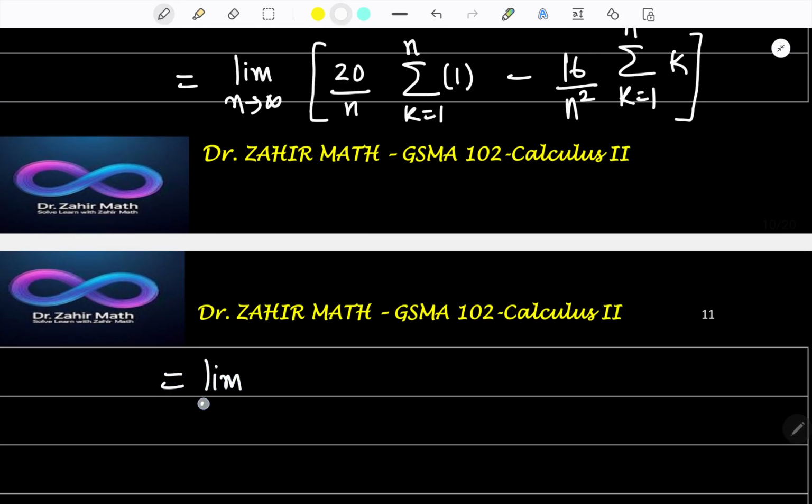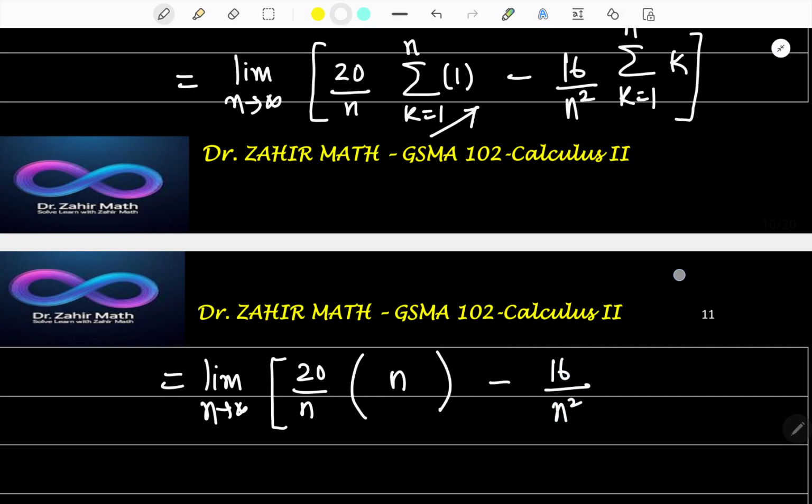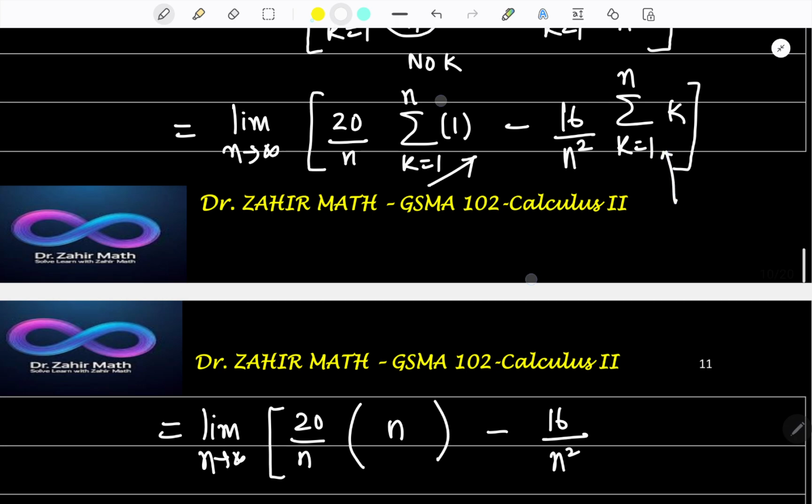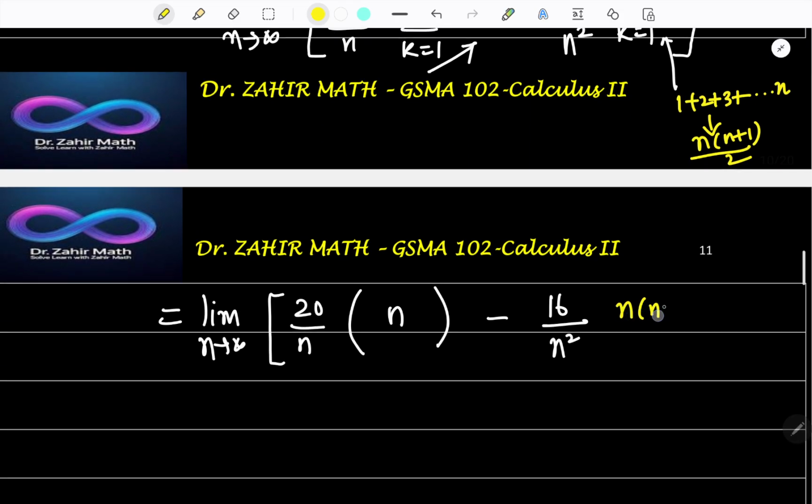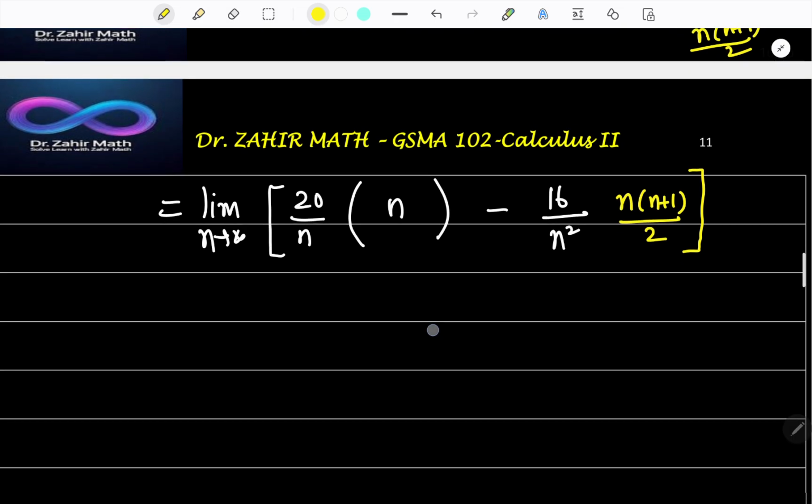This equals limit n tends to infinity, 20 divided by n. This goes how many times? N times it goes. I told you already, this is n. It is not 1, it is n. Minus 16 divided by n square, sigma k equals 1 to n. So it means what? 1 plus 2 plus 3 plus up to n, which is equal to n into n plus 1 divided by 2. So this is n times n plus 1 divided by 2. Summation gone. Now only the limit is there.